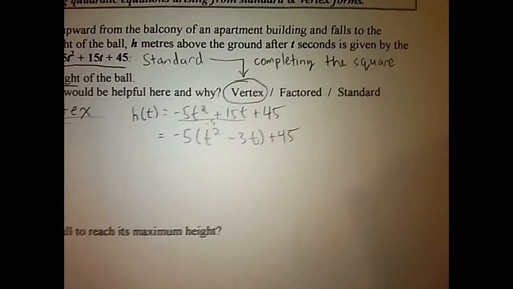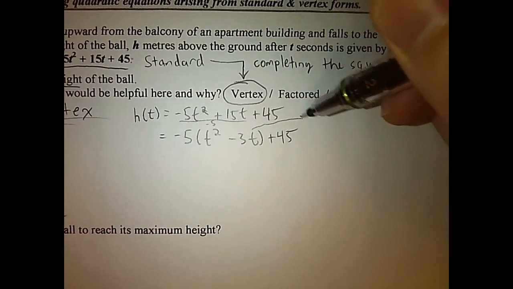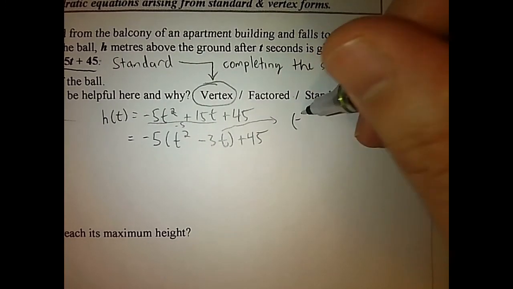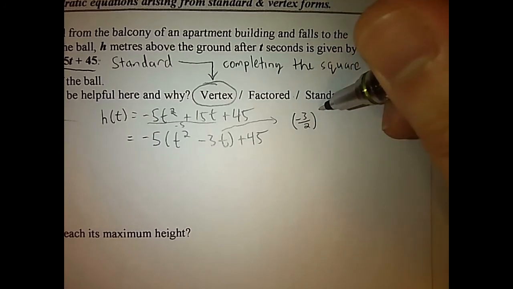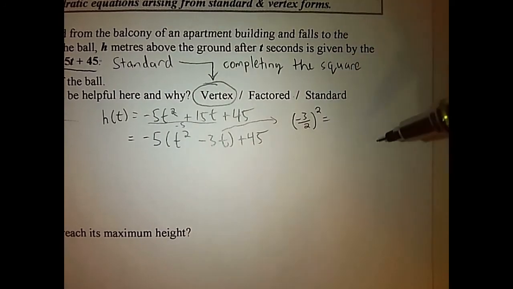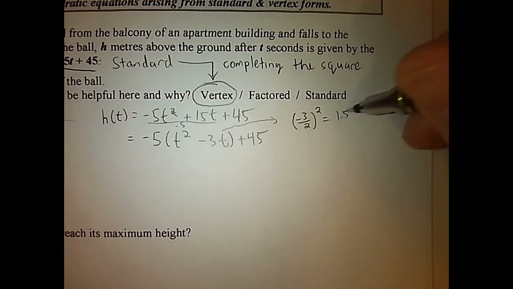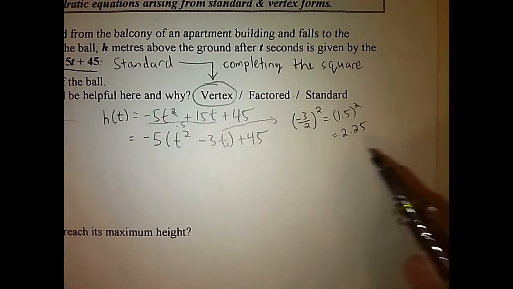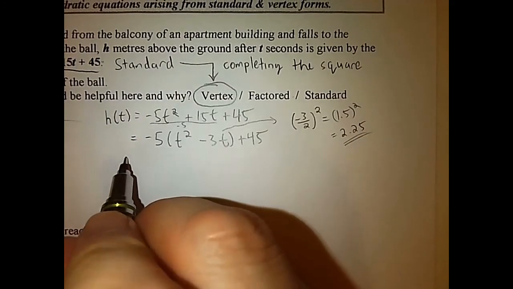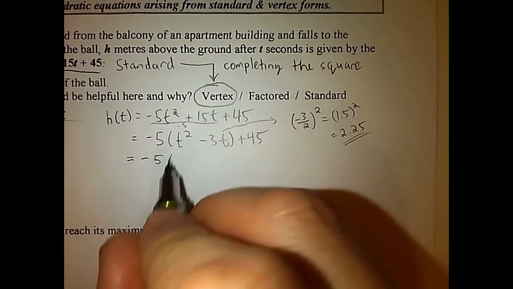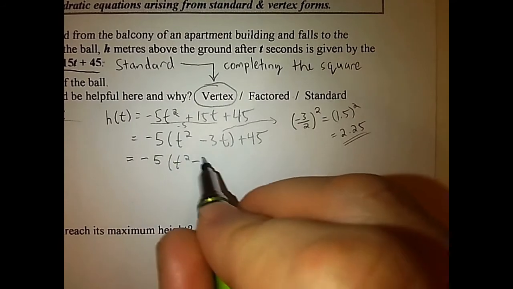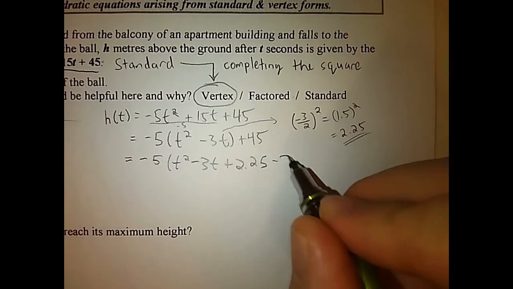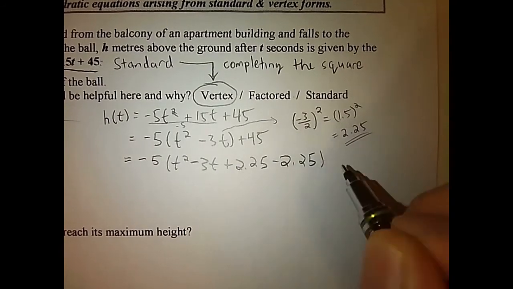And then I'm going to get my middle term here, the negative 3, and I'm going to perform that thing where I have to divide it by 2 and then square it. And if I do that, I get 1.5 squared, which is equal to 2.25. So then I'm going to get this value, and we're going to add to it inside the brackets and subtract from it inside the brackets.